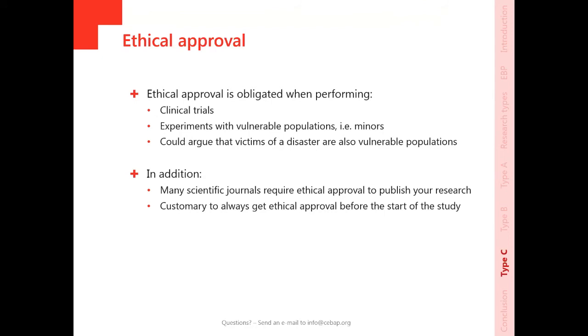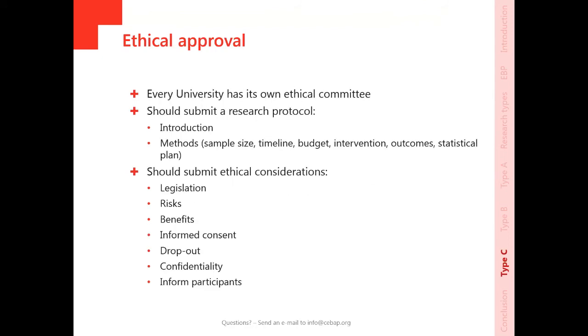In addition, many scientific journals actually require ethical approval if you wish to publish your research, and it has become very customary within academics to get ethical approval before the start of the study. Every university has its own ethical committee. A research protocol should contain an introduction and a method section, and also you should describe all ethical considerations related to your research involving legislation, risks, benefits, informed consent, dropout, confidentiality, and how you will inform your participants.